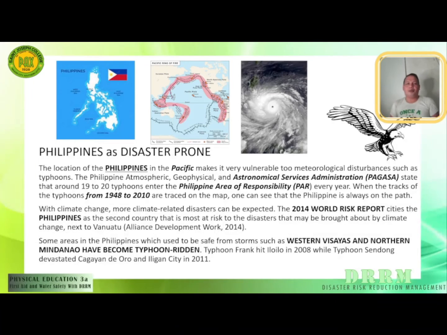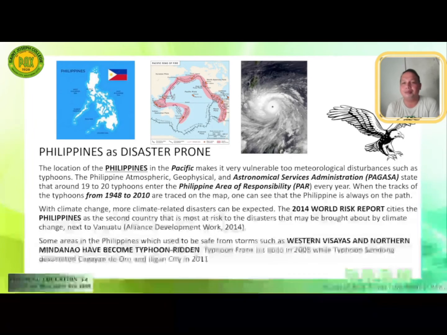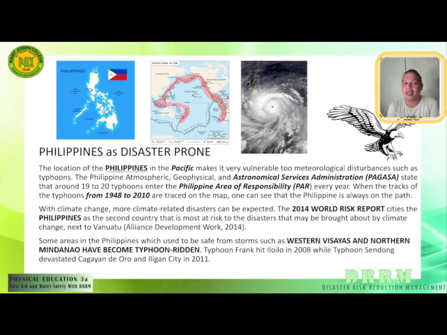The Philippines is disaster prone. Its location in the Pacific makes it very vulnerable to meteorological disturbances such as typhoons. The Philippine Atmospheric, Geophysical and Astronomical Services Administration, or PAGASA, states that around 19 to 20 typhoons enter the Philippine area of responsibility every year. When the tracks of typhoons from 1948 to 2010 are traced on the map, one can see that the Philippines is always on the path. That's why it is called the Typhoon Belt.